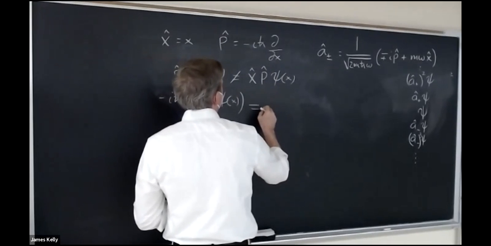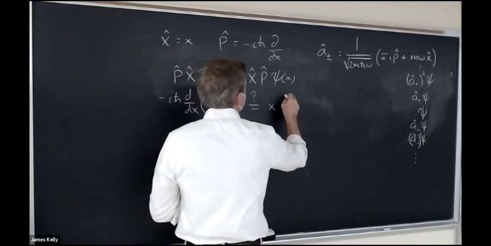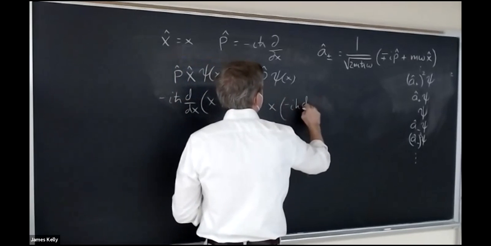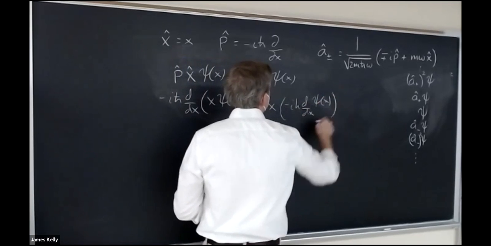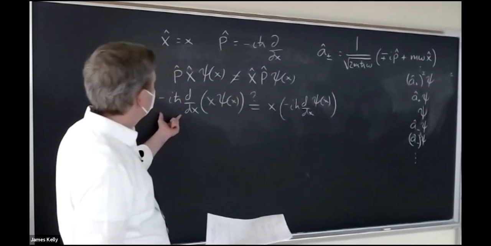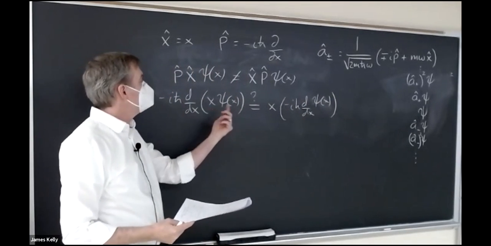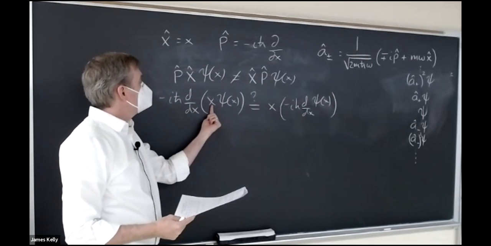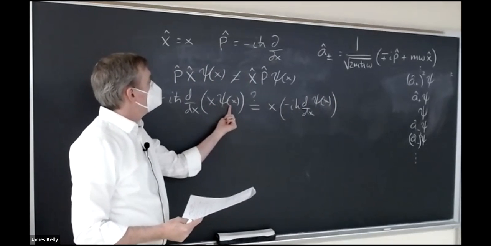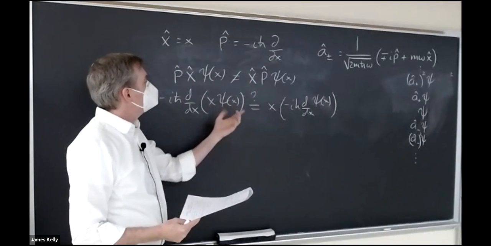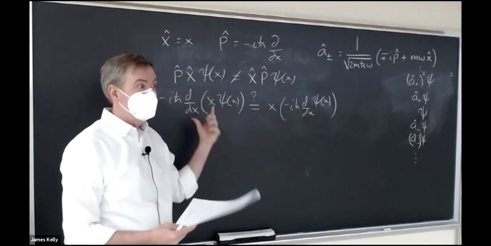And over on this side, here I'll put a question mark so we'll see if they're equal. We would have x times minus i h bar d/dx of psi of x. The reason they're not the same is because here I have to do the product rule, right? So I get two terms: the derivative of x with respect to x, which is 1, times psi, plus x times the derivative of psi with respect to x. Only one of those terms appears on this side. We get an extra term on this side from the product rule.